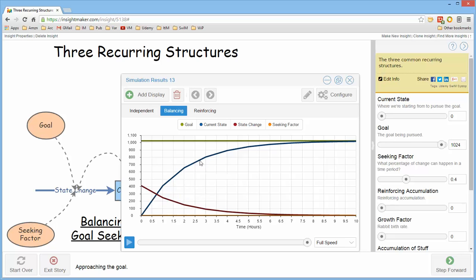So in this instance, it's the typical goal-seeking structure where there's a goal. The current state migrates towards the goal as the state change decreases over time, and the seeking factor here is very, very small. The rate at which this changes over time is dependent upon the seeking factor and the gap. And note that the transition is a little choppy here, and in the next segment we'll talk about time settings so you'll understand why this happens and how to deal with it.